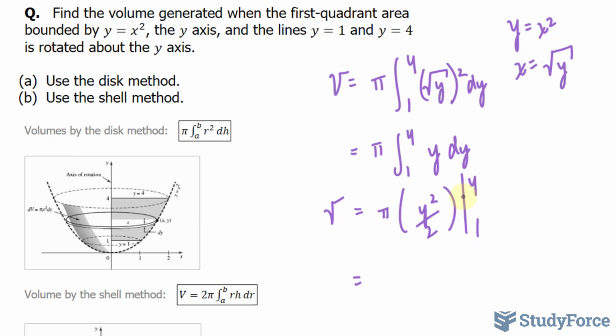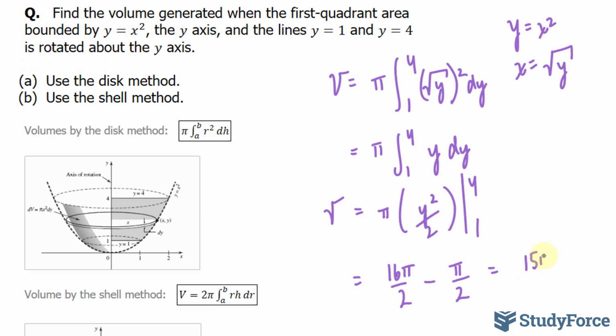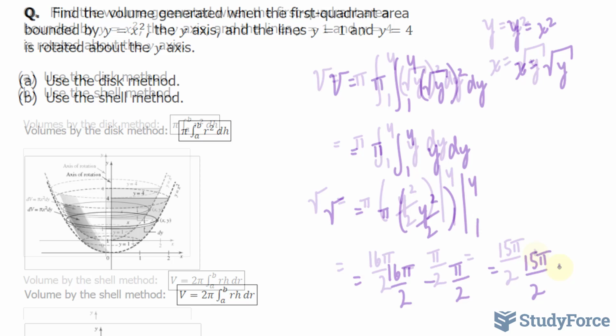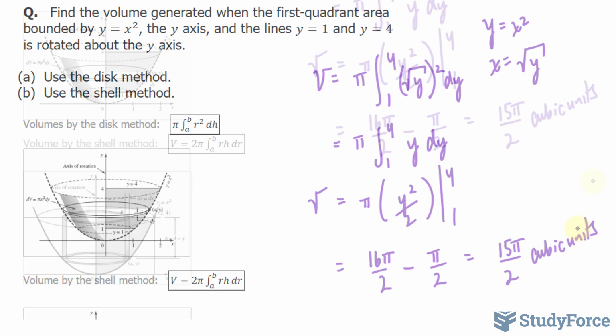Starting with 4, we have 4 to the power of 2 is 16, so 16 pi over 2 minus 1 to the power of 2, that's pi over 2. Let's find out what this is equal to. 16 pi minus pi is 15 pi over 2 cubic units. Alright, so that's the answer using the disk method.